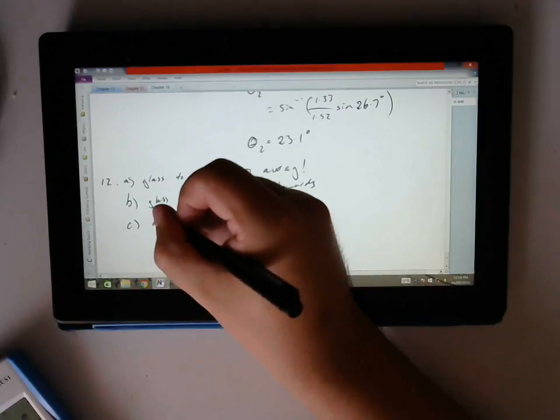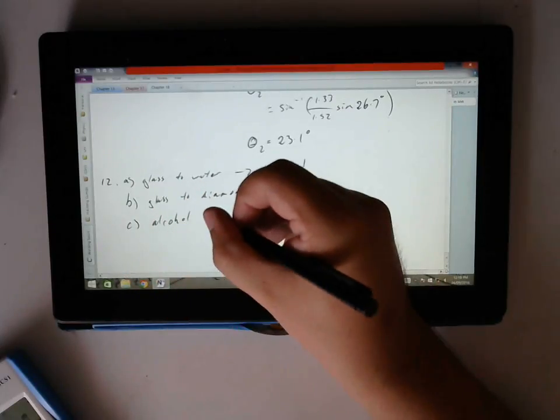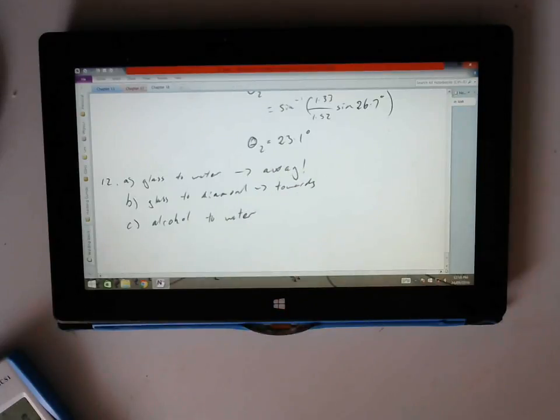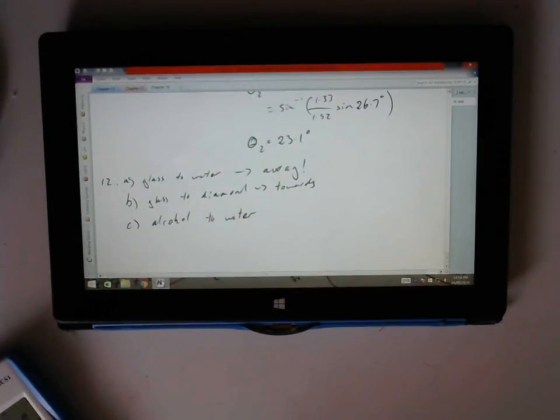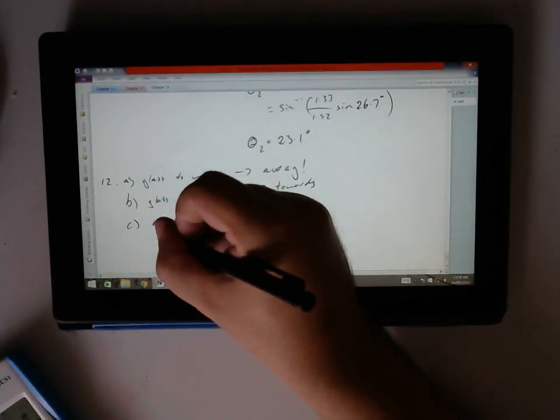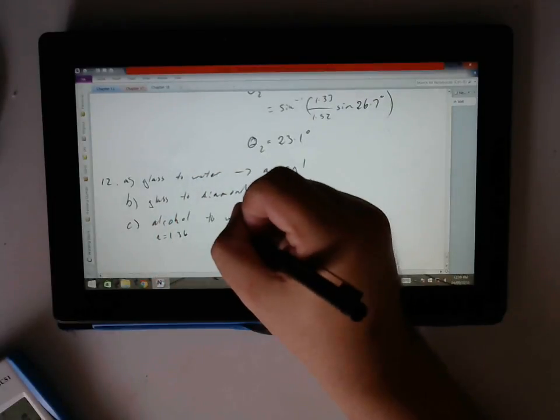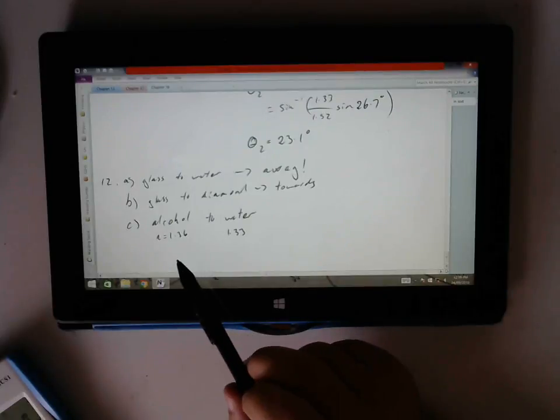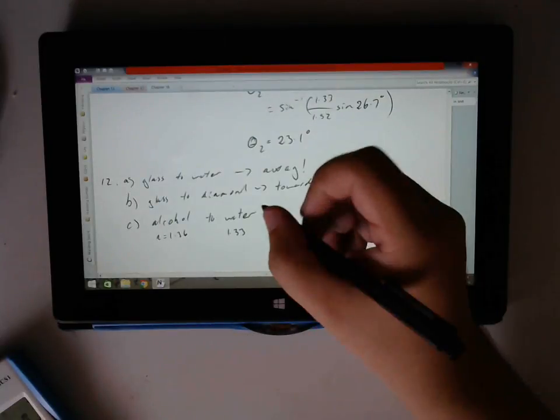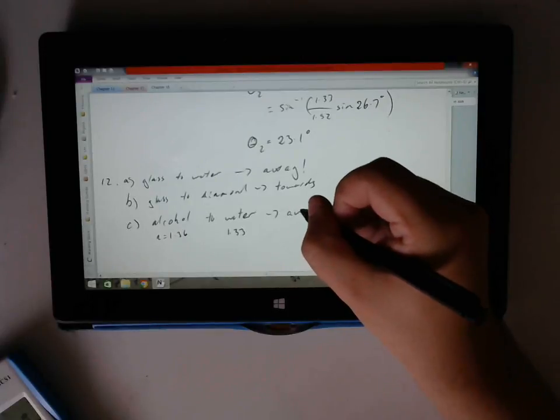C, alcohol to water. Okay, I don't know the alcohol value straight off the top of my head, so I'm going to go back up to that table, Table 18.1. Okay, we've got ethyl alcohol here, and we see that ethyl alcohol has an n of 1.36, water has an n of 1.33 according to Table 18.1. So this is n equals 1.36 to 1.33, it's going from more dense to less dense. It's only slightly, but it's still away.